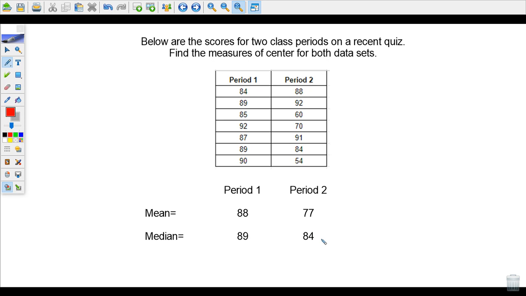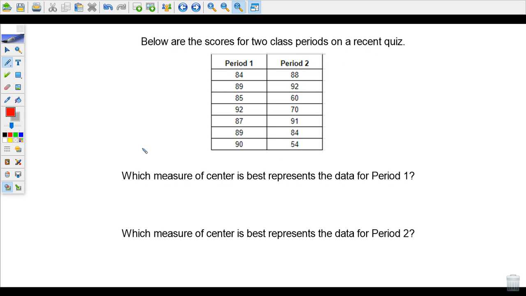Now we're going to use this data. So we've found the measures of center. Now let's use it. So again, same data. Which measure of center best represents the data for period 1? So we're looking at just these. Which measure of center best represents the data for period 1? Well, we always want the mean to be our representative. The mean is the average.